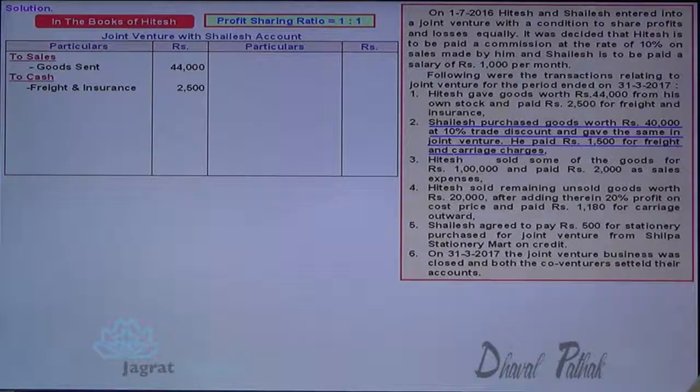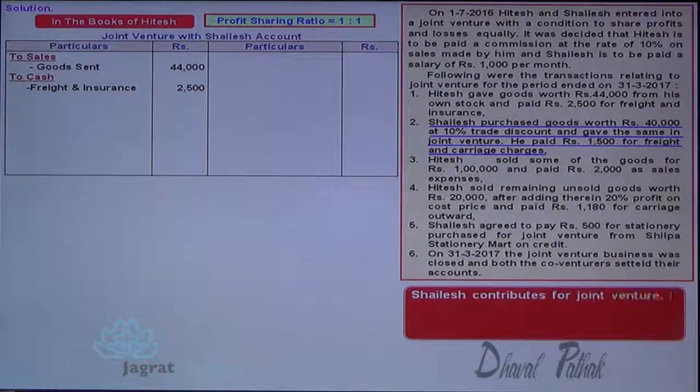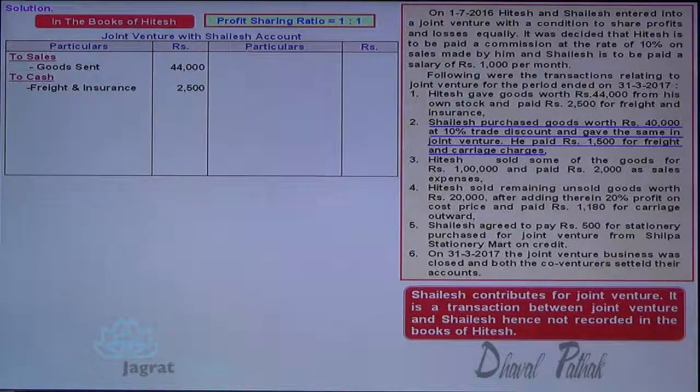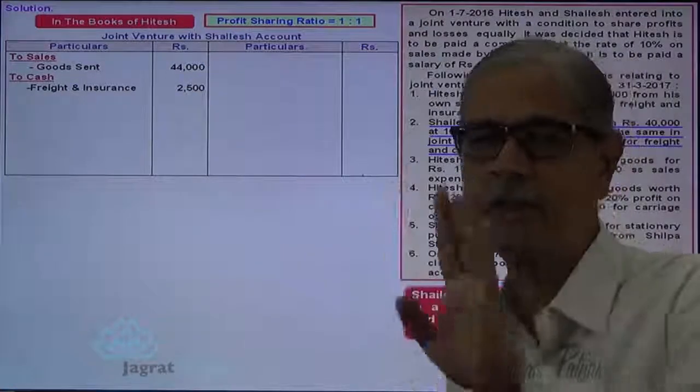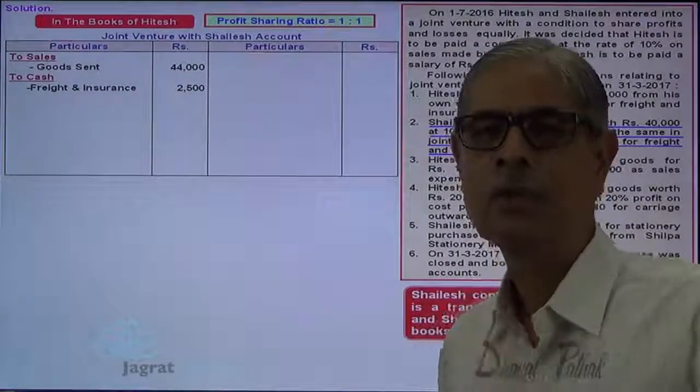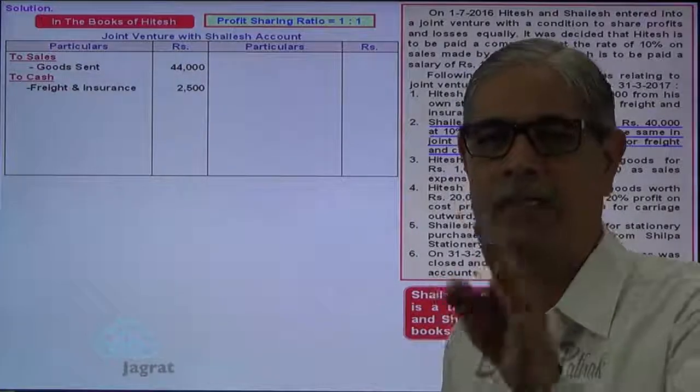Shailesh purchased goods worth 40,000 at 10% trade discount. Paid 1,500 for freight and carriage. Now this is a transaction between Shailesh and joint venture. Shailesh contributes for joint venture. It is a transaction between joint venture and Shailesh. Hence not recorded in the books of Hitesh. Hitesh is not going to record this transaction because this is a transaction between Shailesh and joint venture.